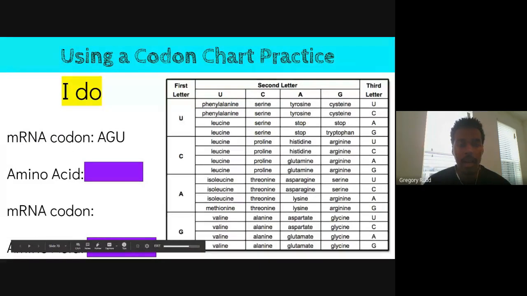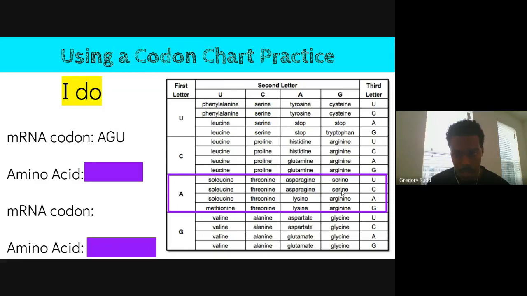So my mRNA codon is AGU. So my first letter, I'm looking over here now, my first letter is A. So that means I'm already in this section. My second letter is G. So I'm looking at the top now. So now I'm looking in this column here. My third letter is U. So I'm looking right there. That tells me serine. Serine is my amino acid.